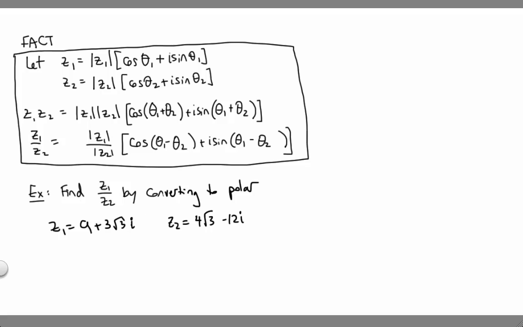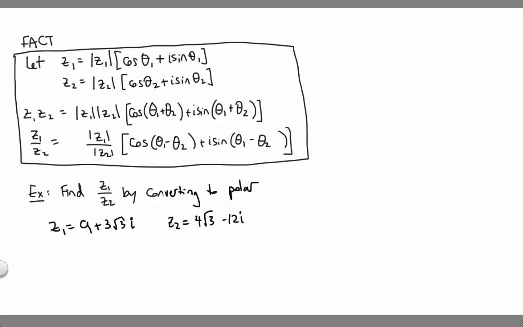So notice that we've got these two complex numbers. They're given to us in rectangular form. So our first job is going to be to convert them both over into polar form, giving us more practice with getting into polar. And then once they're both in polar, we'll be able to use this fact that we just wrote down. All right, so let's start with z1.